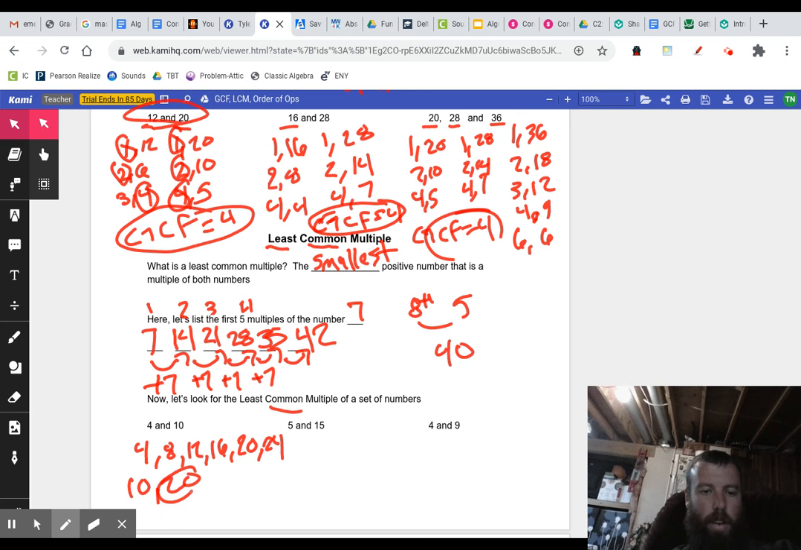Oh, wait, yeah, there is. 20 and 20. The LCM of 4 and 10 is 20, right? Nothing else is in common. That's the smallest number that's on both lists. Let's think about this next one.